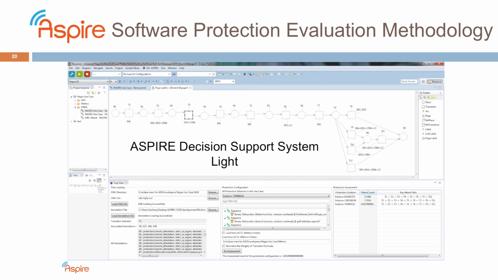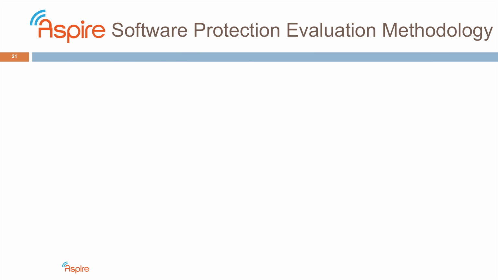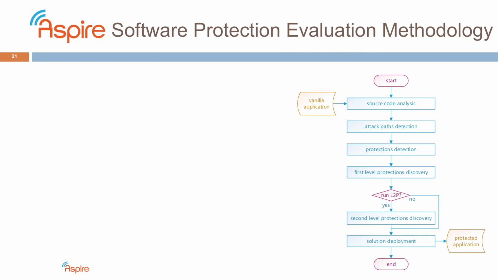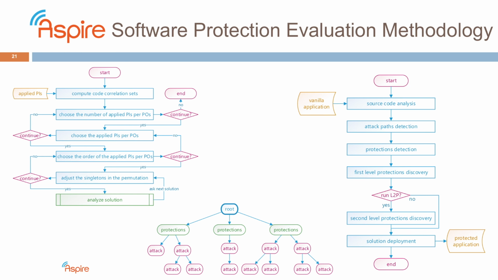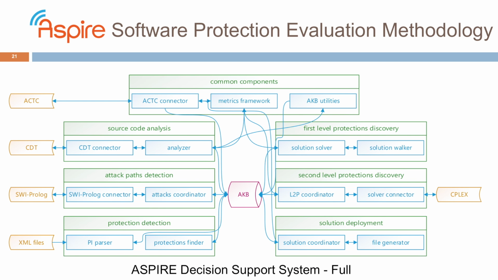In the project we went further, however, and we also developed a full decision support system that can automatically select the best protections given a set of assets in an application. For that, we developed a whole decision support approach. We developed optimization strategies, and those are based on game theory. Again, we did not only develop all the models and the optimization approaches, we developed a whole implementation, and this is called the Aspire Decision Support System Full.